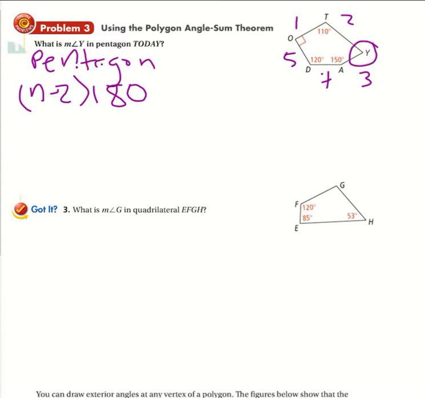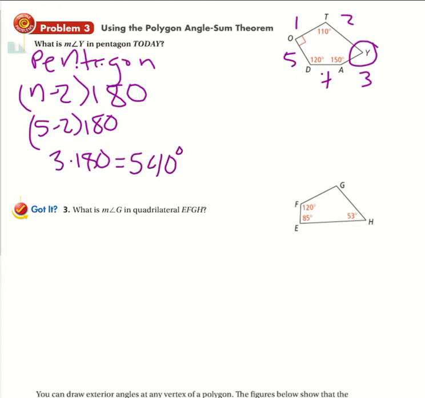So why is that helpful? Well, if we know what all the angles add up to, including what y is, we'll take away all the other ones, and whatever's left over is going to be the measure of angle y. So we can plug this in and figure out how much they should add up to. 5 minus 2 times 180 is 3 times 180, which is 540 degrees. So all those angles should add up to 540 degrees.